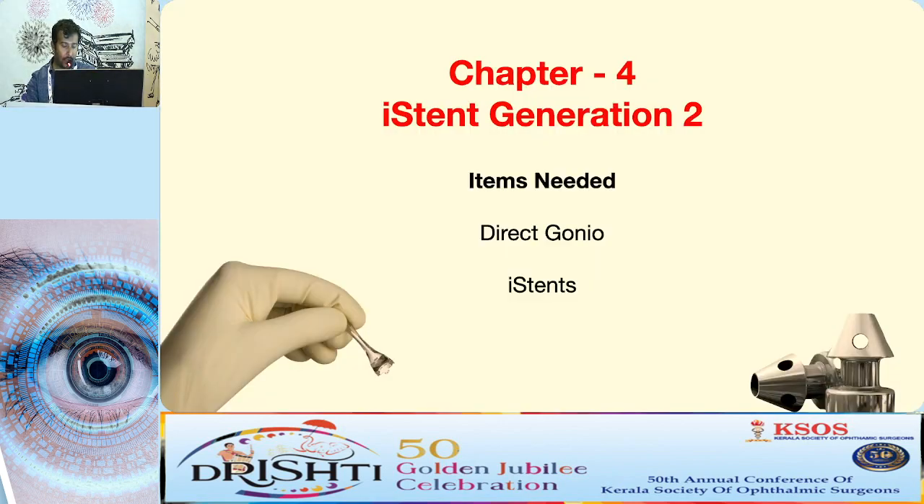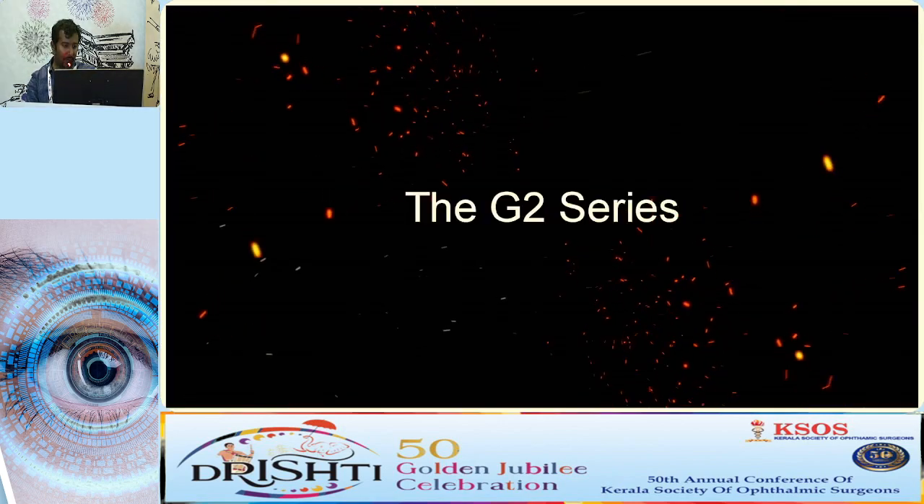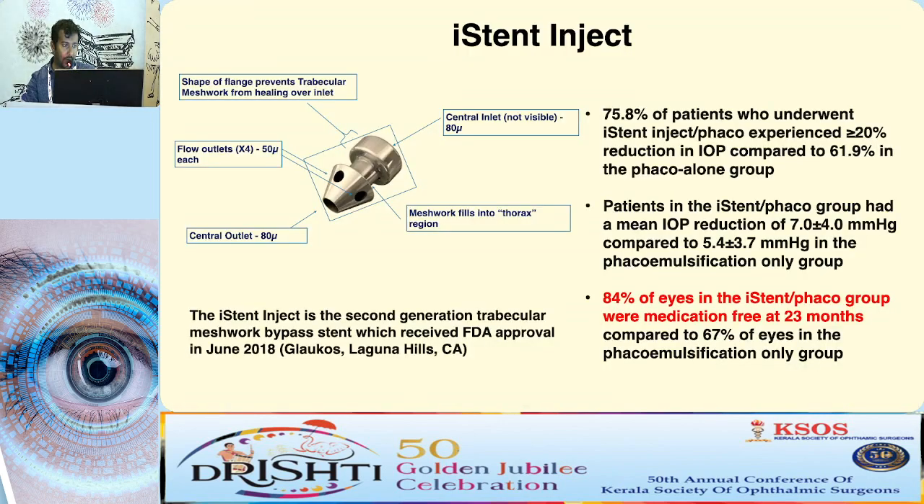The second generation is what is available right now. It has a different shape. You have the central outlet at the bottom here and three other outlets here, and at the back there is a central inlet, which is what faces the anterior chamber. This goes at the trabecular meshwork, and this goes into the canal of Schlemm.